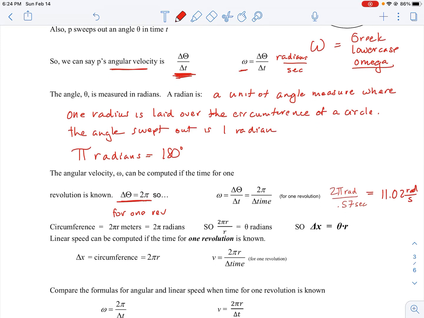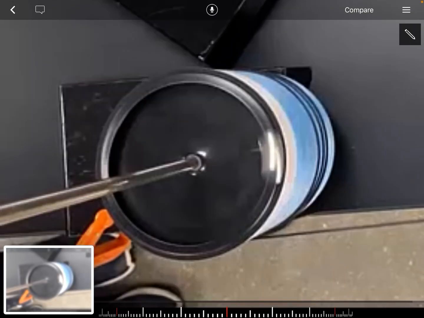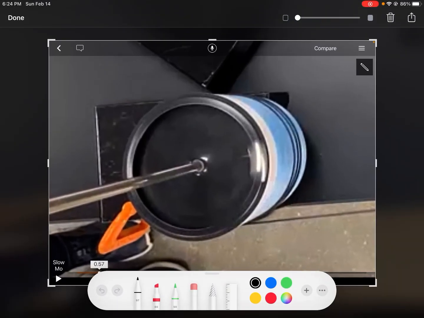Now what's cool about this is, what if I wanted to find not the angular speed, but the linear speed? How far did the thumbtack go? In order to figure that out, I need the radius. So I did get out a ruler and measure the radius.